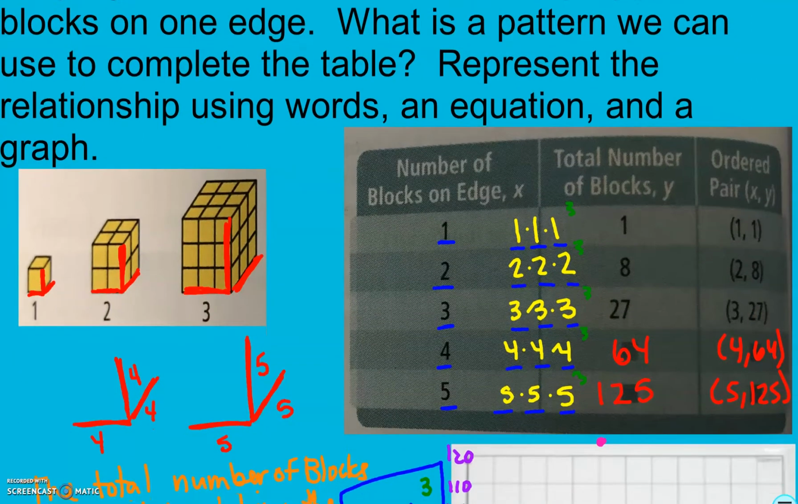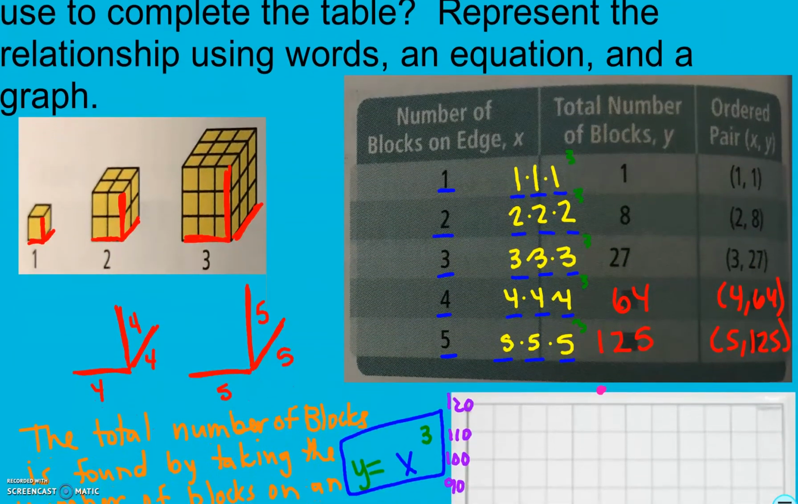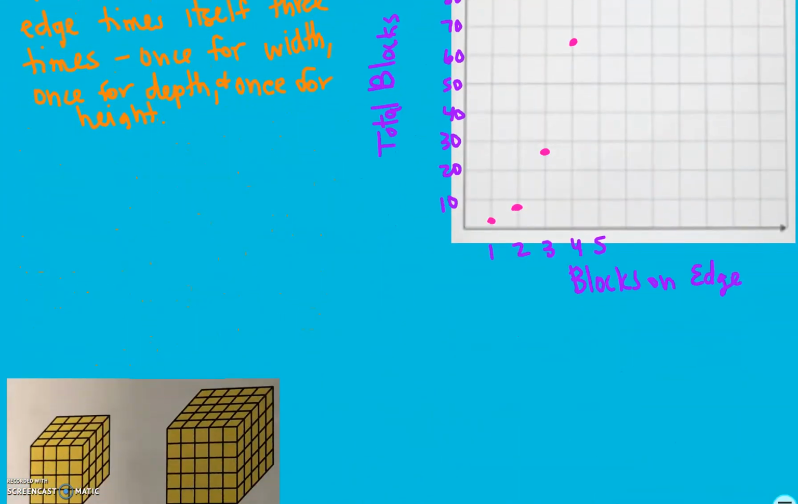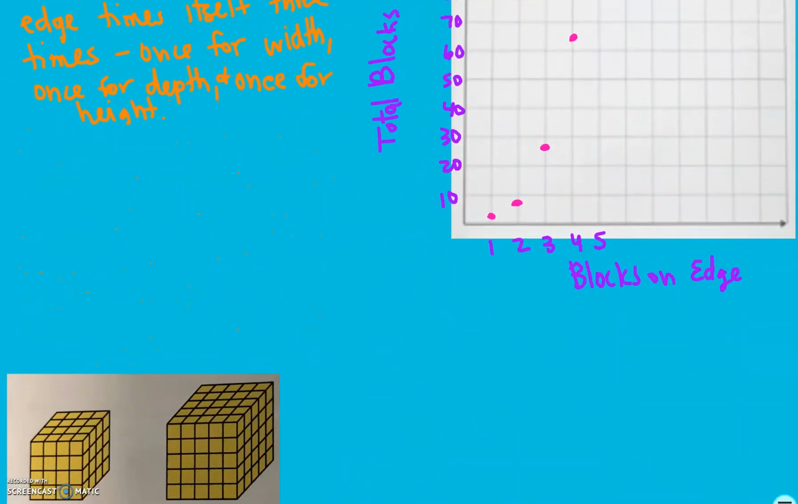So there's some different ways that we can represent this pattern. We used a table, words, equation, and a graph. And that's what the 4 and 5 would look like. And I'll finish in another video.